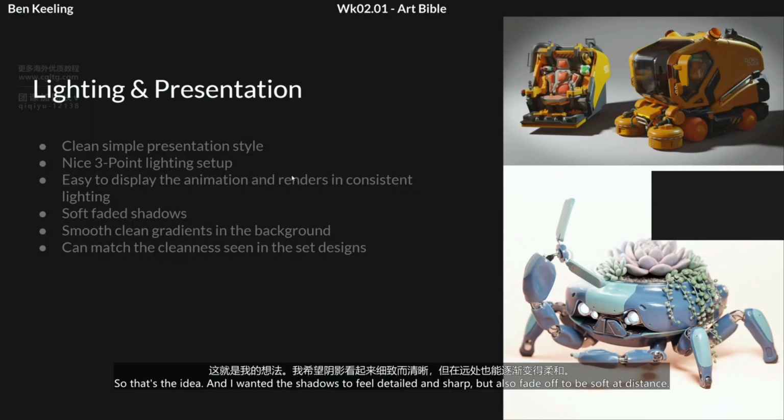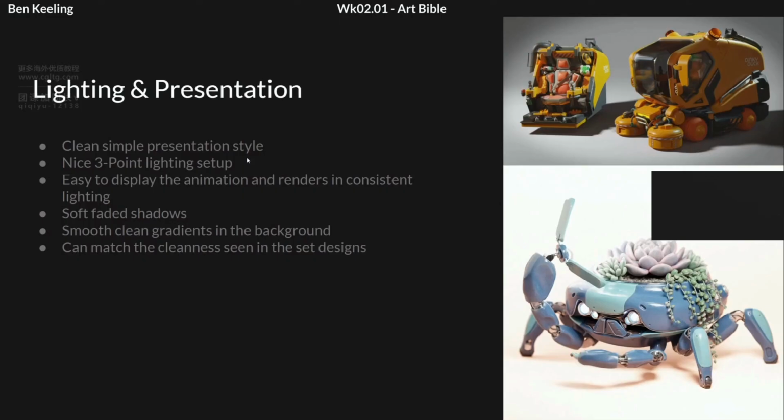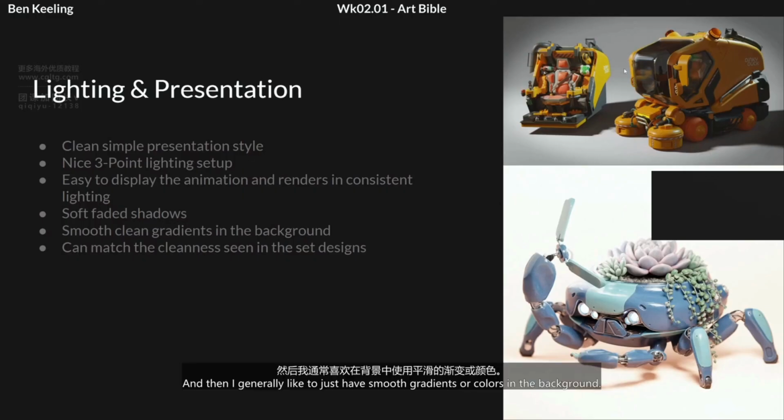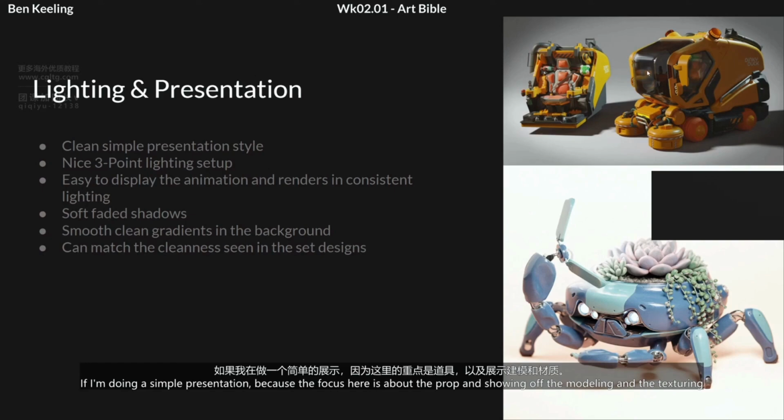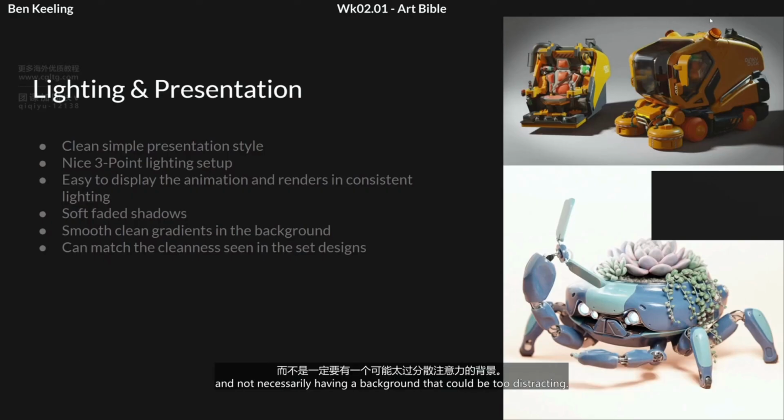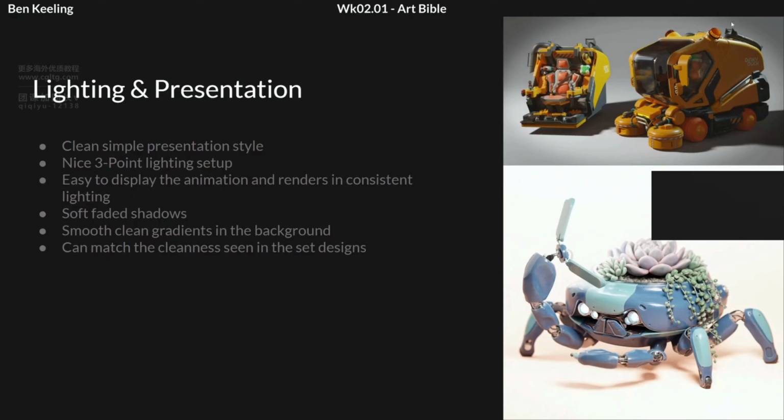So that's the idea. And I wanted the shadows to feel detailed and sharp, but also fade off to be soft at distance. So you get that feeling in some of these renders where, depending on the light distance, you can see that the shadows start to soften up the further away from the object they are. And then I generally like to have smooth gradients or colors in the background if I'm doing a simple presentation, because the focus here is the prop, showing off the modeling and the texturing, and not necessarily having a background that could be too distracting.